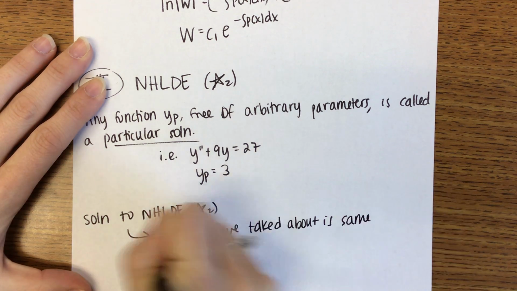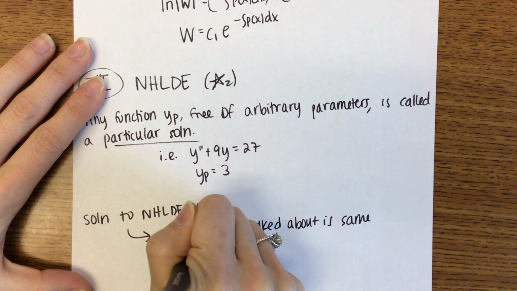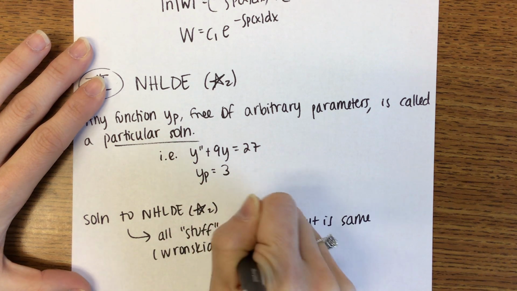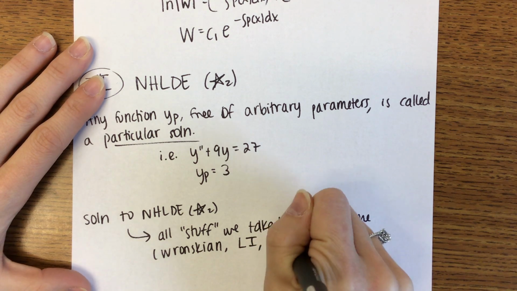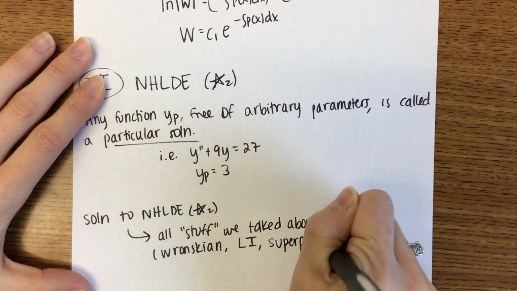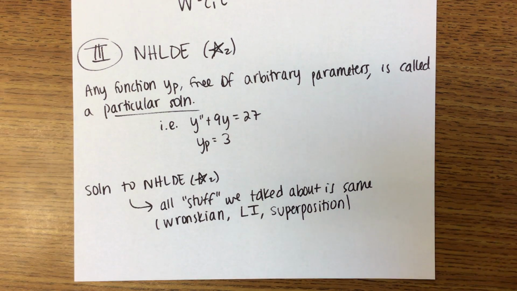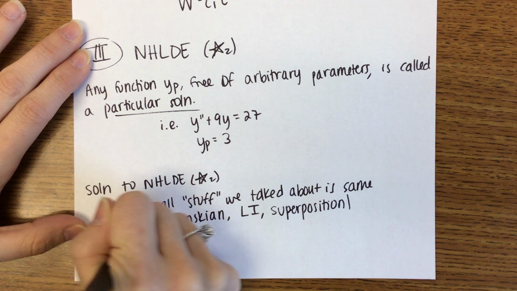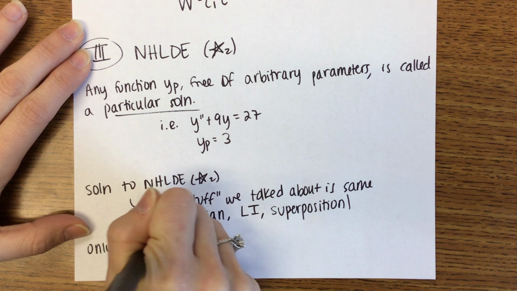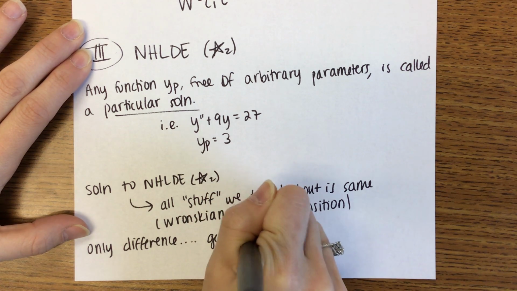And you're like, wow, that's not really helpful. Here's what I mean. You can still find the Wronskian. You still need linearly independent functions. You can still use the superposition principle. So all of those are going to be helpful in finding the solution. Only difference is the general solution.